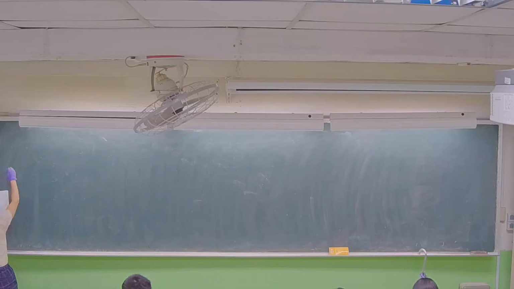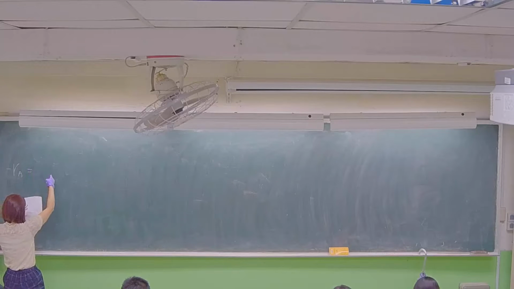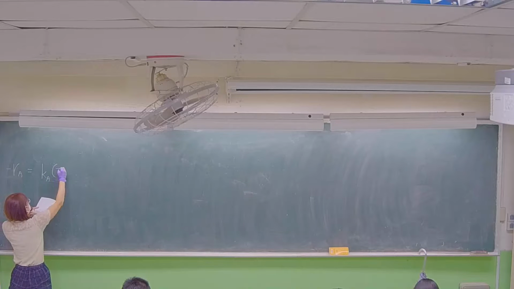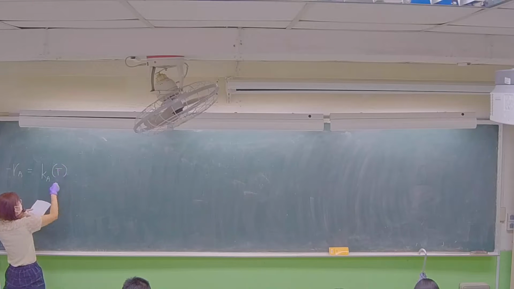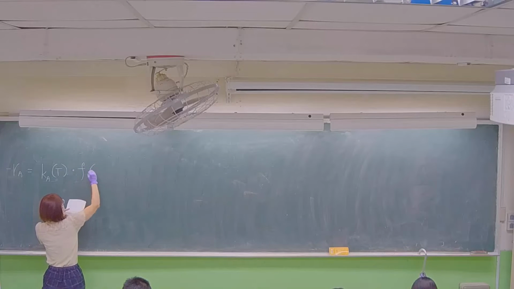So usually you will see minus RA, right? For a reactant, it is minus. It is consumed, so minus. It is the target, the reactant A. R means rate, so usually you will see minus RA. It is equal to two things. The reaction rate constant, Ka. It is a function of temperature, times the function of concentration.